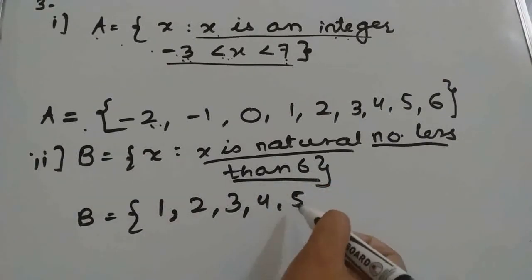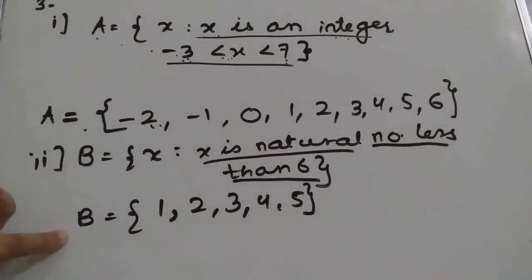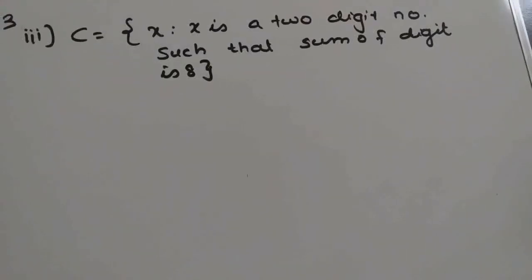We should stop here only, at 5. Then put the bracket to end the set. So this is the B set, both in roster form and set builder form.